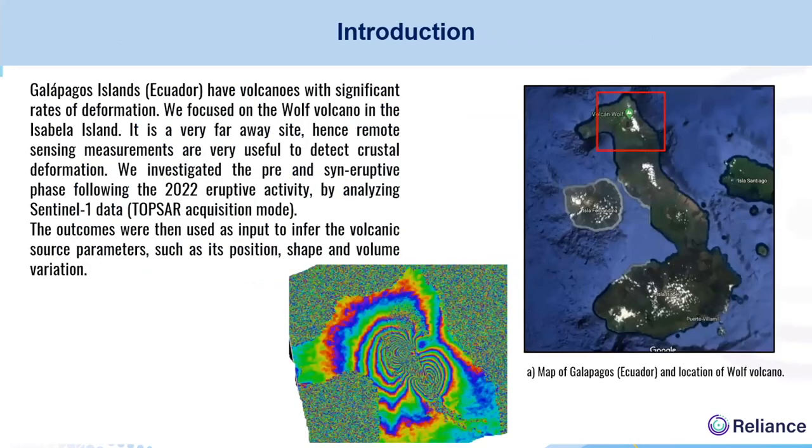On the right we can see a map of the Galapagos Islands and the location of Wolf Volcano, in the north of Isabela Island. The Galapagos Islands have volcanoes with significant rates of deformation. In this case we focus on Wolf Volcano on Isabela Island. It's a very faraway site, hence remote sensing measurements are very useful to detect crustal deformation. We investigated the pre-eruptive phase following the 2022 eruptive activity by analyzing Sentinel-1 data acquired in TOPSAR mode. The outcomes were then used as input to infer the volcanic source parameters, such as position, shape, and volume variation.